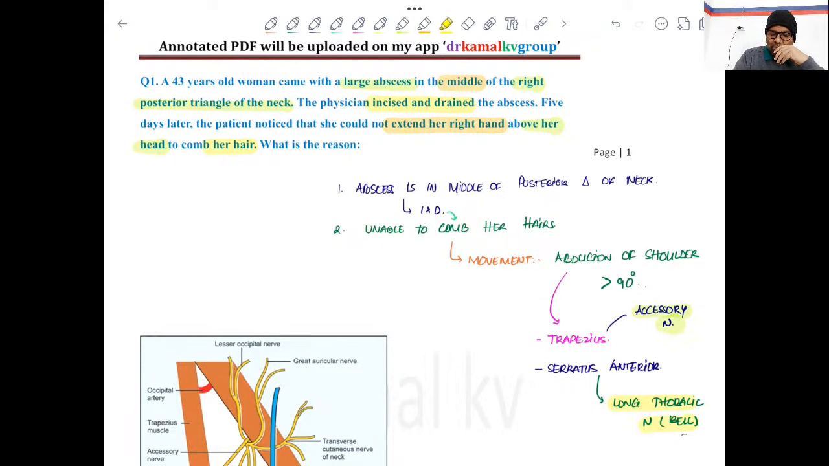So it means either there is injury to accessory nerve or either there is injury to long thoracic nerve. And if we talk about the anatomy of posterior triangle of neck, there is spinal accessory nerve. So it means in this case there is injury to spinal accessory nerve, and as a result of this there is paralysis of the trapezius muscle.